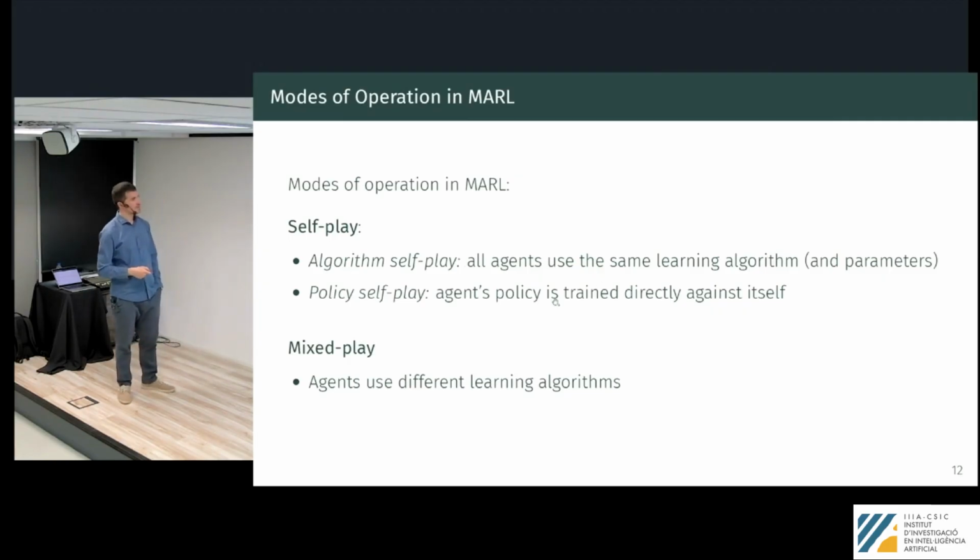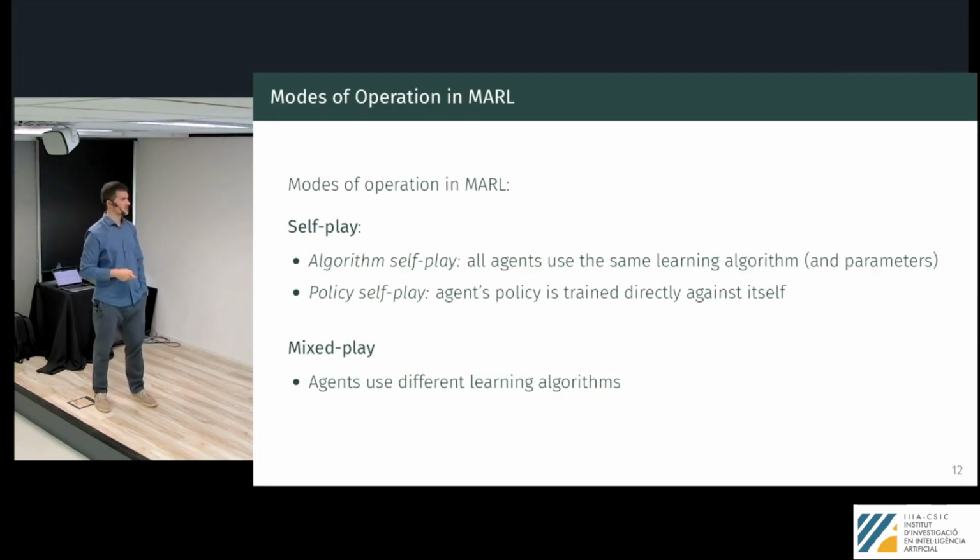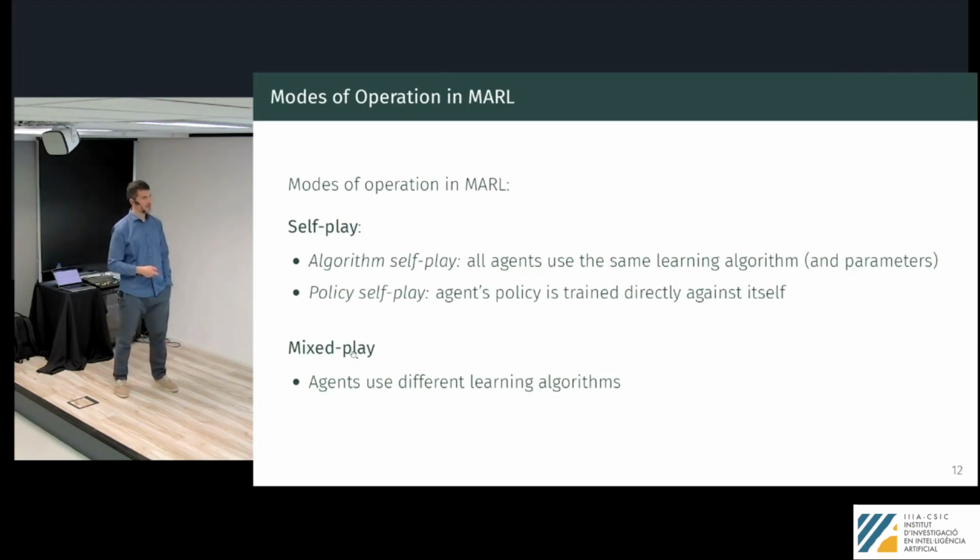Then there's also policy self-play, which is a different kind of self-play. This refers to a setting where an agent's policy is trained directly against its own policy, against itself. And there are certain results, for example, in Go and in StarCraft and population-based training where we're actually doing this type of self-play. And then there's mixed play. Mixed play means that the agents actually use different kinds of algorithms or different hyperparameters.